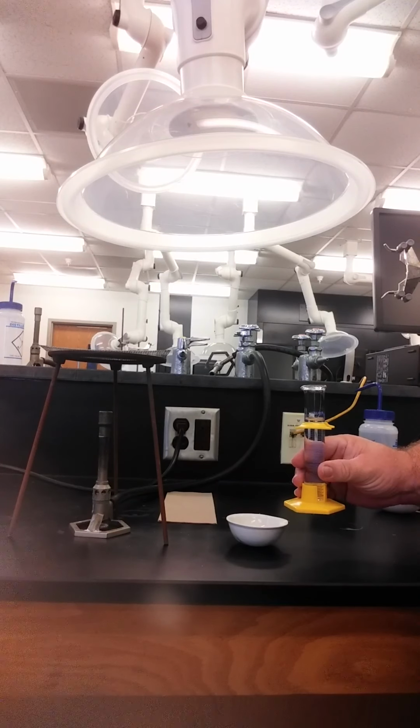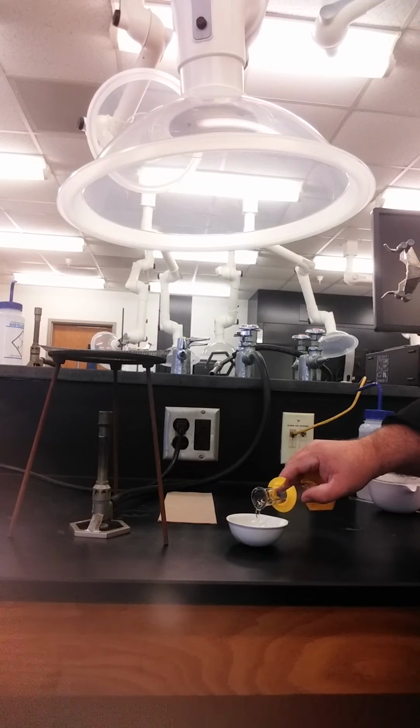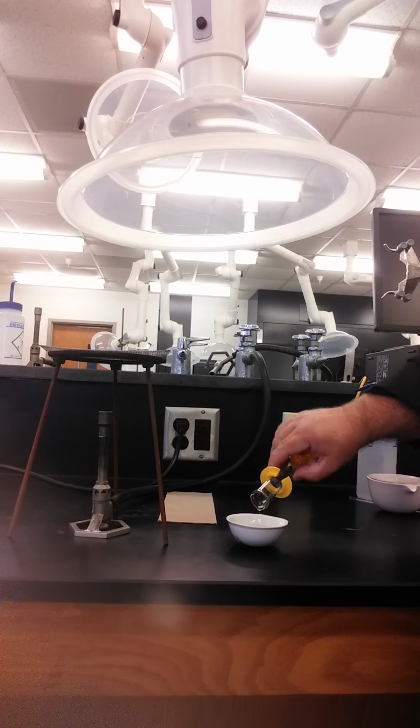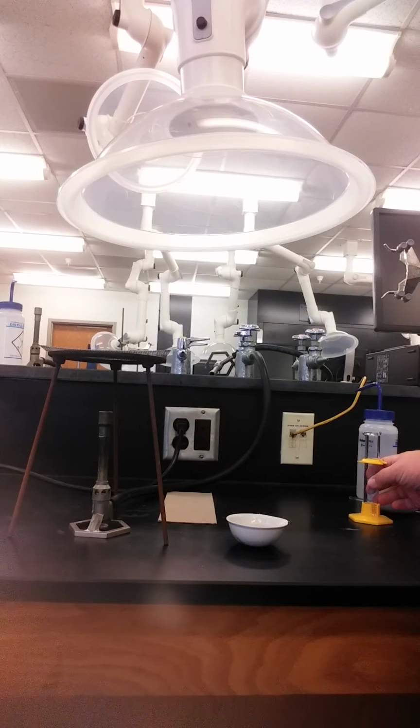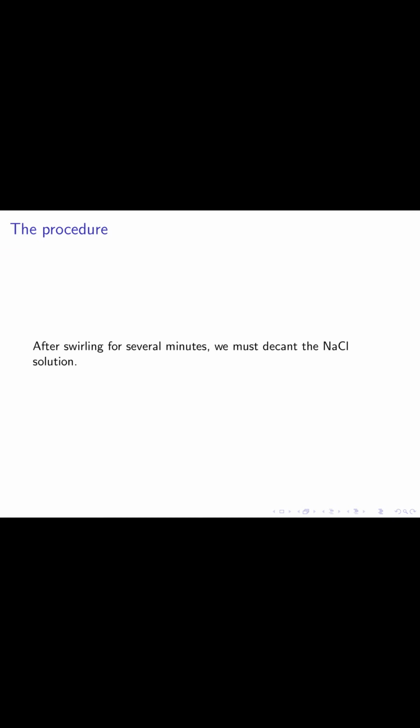First, we pour approximately 10 milliliters of water into the cool evaporating dish. At this point, we can either gently swirl the solution or use a glass stir rod to stir it. This will facilitate the dissolving of the sodium chloride. Be careful not to splash any liquid. After swirling for 3 to 4 minutes, we must now decant the sodium chloride solution.